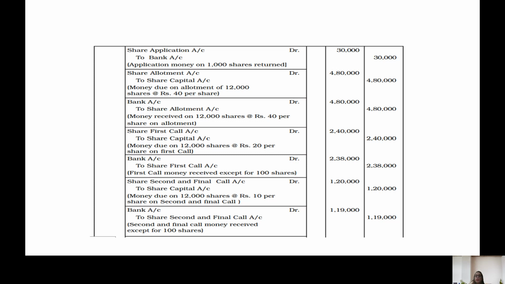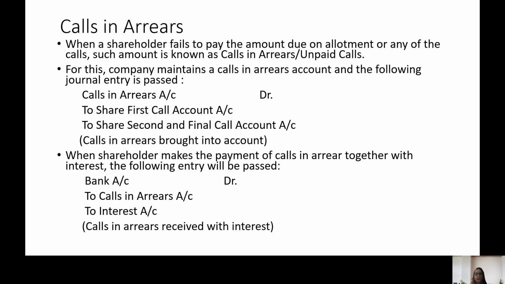Now the second call becomes due. Share second and final call account debit to share capital account, 12,000 shares at the rate of 10 per share. That becomes 1,20,000. Then on receipt of the final call money, bank account debit to share second and final call account. Yes, you have received the final call except on 100 shares. So 100 shares multiplied by 10 becomes 1,000. You have to deduct it from the call money. So that is 1 lakh 20,000 minus 1,000, you have received from the public 1 lakh 19,000.